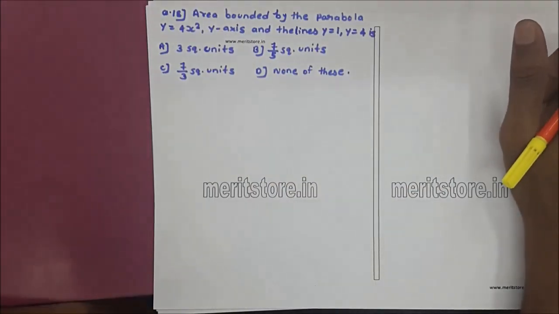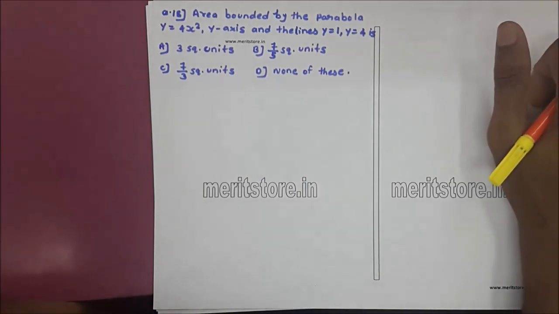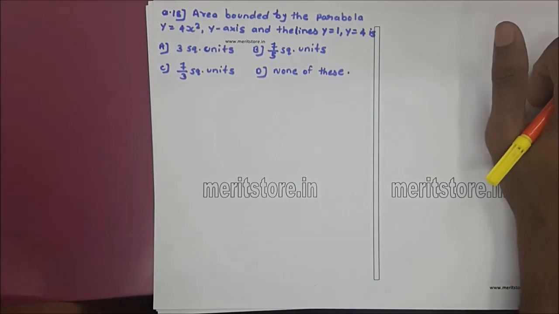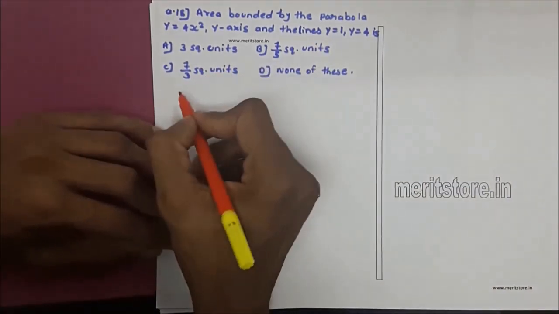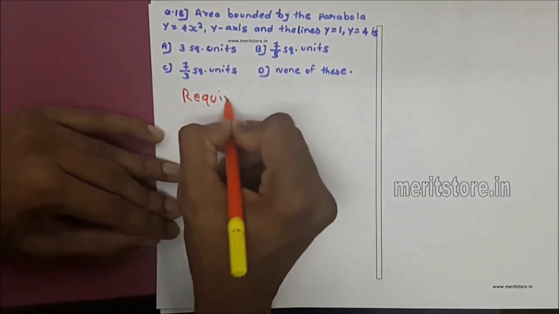Question 18. Area bounded by the parabola y is equal to 4x square, y axis, and the lines y is equal to 1, y is equal to 4 is. There are four options, that is A 3 square units, B 7 by 5 square units, C 7 by 3 square units, and D none of this.